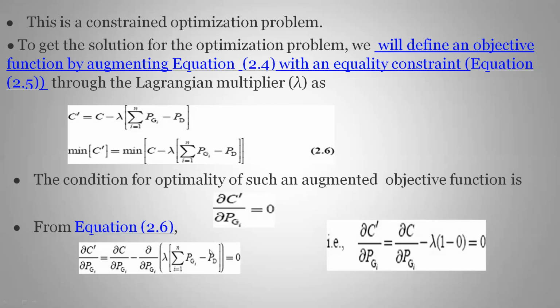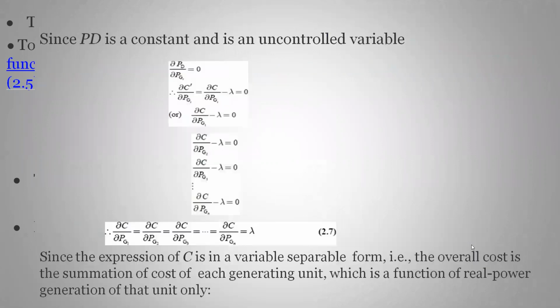Whenever we differentiate with respect to PG1, all the other terms, PD and so on, become zero, so zero equal to zero. Since the power demand PD is a constant and an uncontrolled variable, dou PD by dou PGi equal to 0. So dou C dash by dou PGi equals dou C by dou PGi minus lambda equal to 0. That is, dou C by dou PGi minus lambda equal to 0.